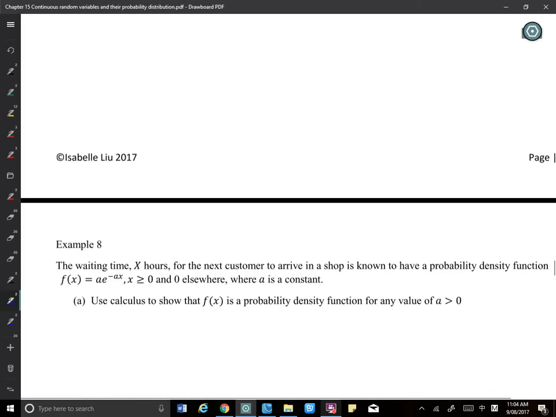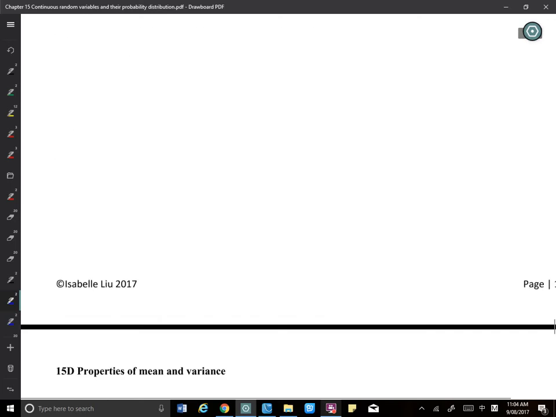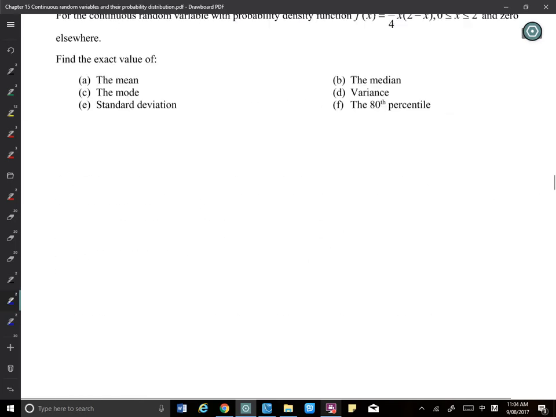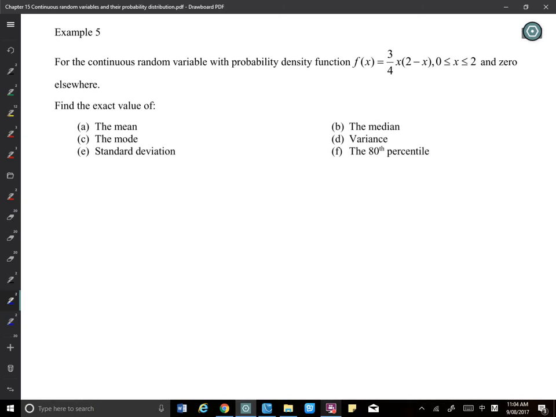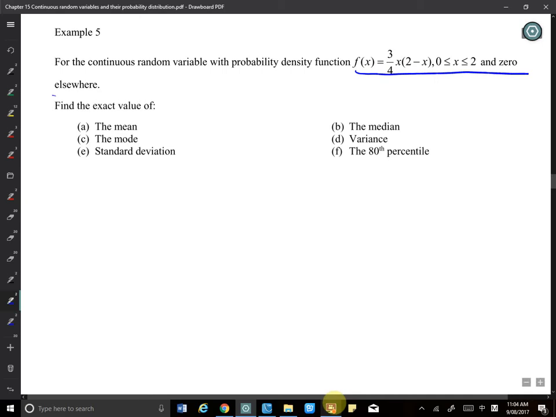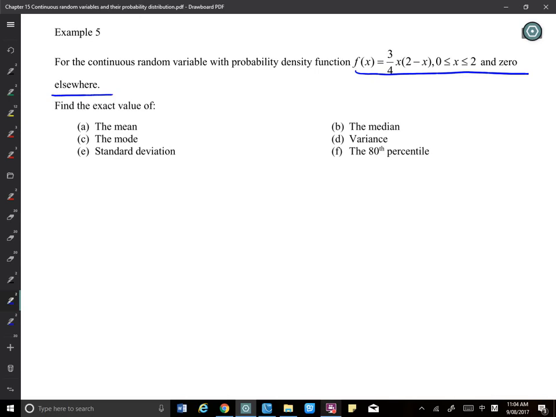How many examples do we have? 5, 6, 7, 8, 9. We have a lot of examples here. Let's do an easy one first. For the continuous random variable with probability density function that, and 0 anywhere else. That's a hybrid function. They're not really written in hybrid function form, but it represents a hybrid function. Can you use a small space first to sketch this density function for me?